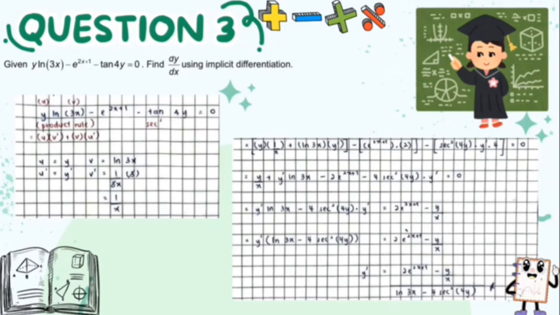For step 3, we need to move the y prime terms to one side and the rest to the other, and it becomes y prime ln 3x minus 4 secant squared of 4y multiplied by y prime equal to 2e to the power of 2x plus 1 minus y over x. Then we factor out y prime and solve for y prime, and the final answer we get is 2e to the power of 2x plus 1 minus y over x, over ln 3x minus 4 secant squared of 4y.